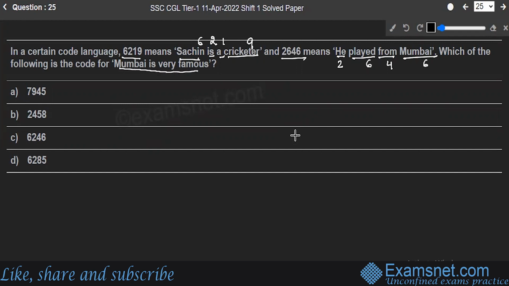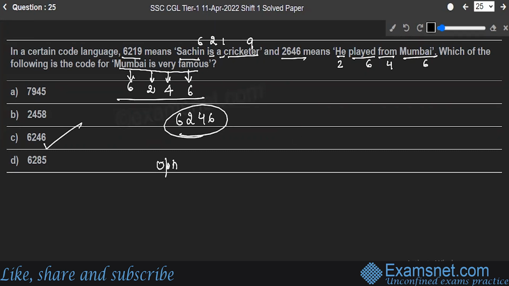See, Mumbai is having how many letters? You have to see. Mumbai is having six letters. Is having two letters. Very is having four letters, and famous is having six letters. So the code will be 6246. Let's see. The correct answer is option C. This was an easy one, right? I hope you are clear with this.